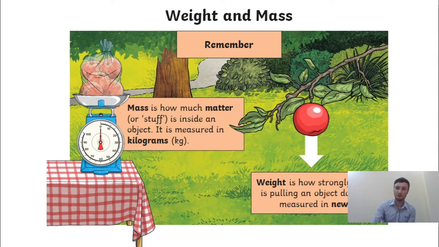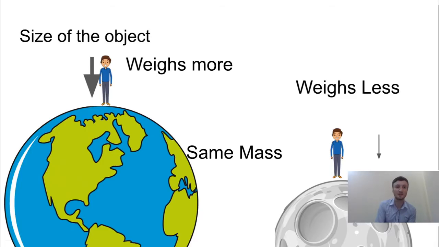So they seem kind of like the same thing, but when we're talking about the difference between the Earth and the Moon, you can see the differences. So if I'm on the Earth or if I'm on the Moon, I have the same mass. I'm made of the same stuff, right?